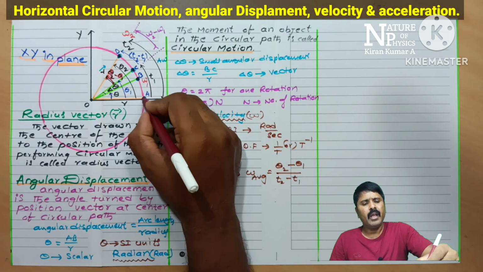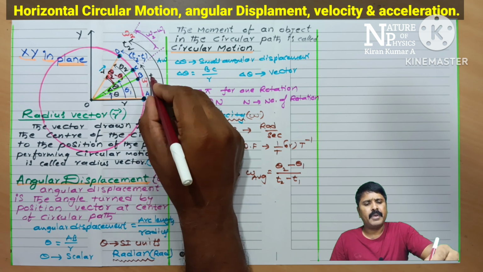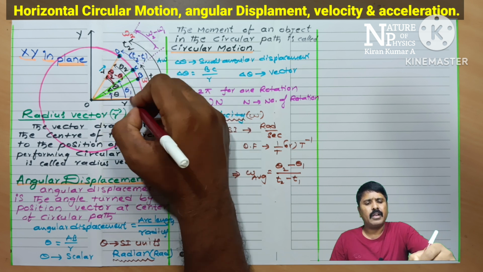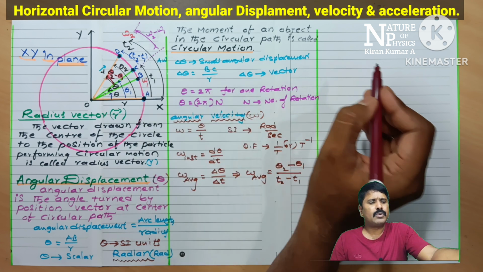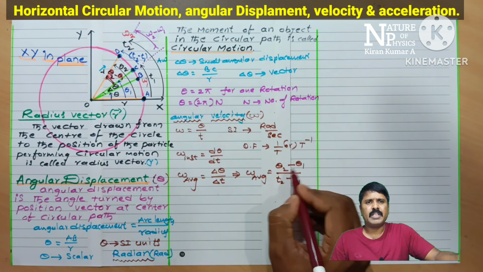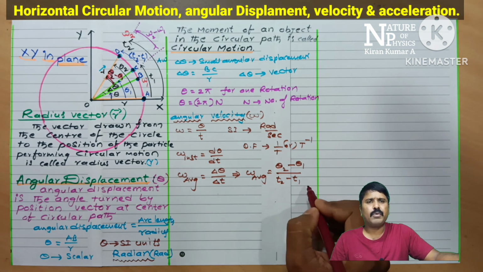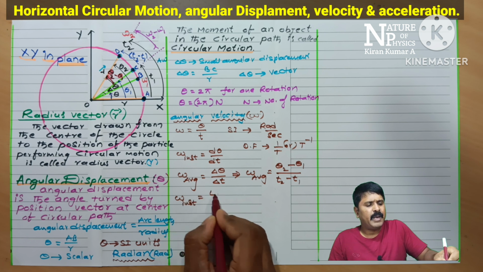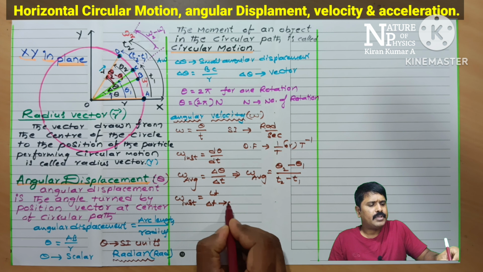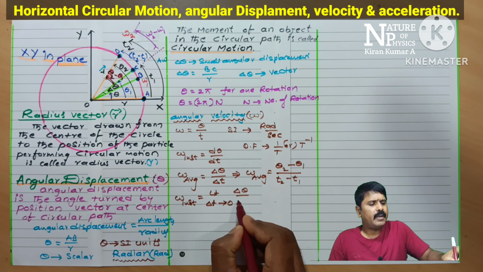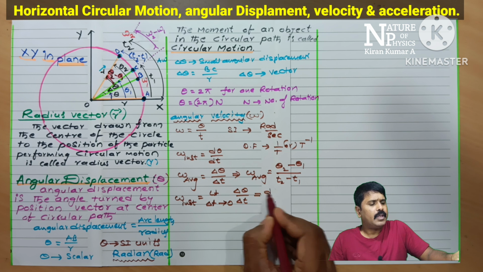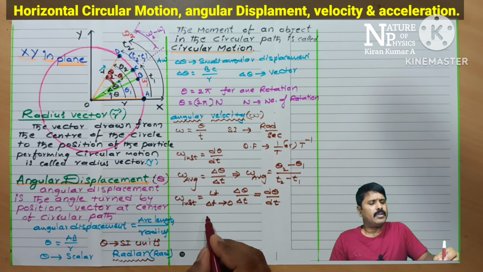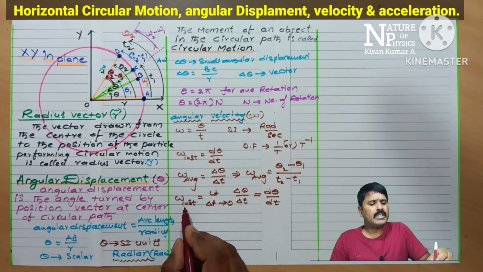See, student, A to C is taken as theta 1 and time taken t1, student. And A to D position, time taken is t2, and the angular displacement is theta 2, student. So final angular displacement minus initial angular displacement, divided by t2 minus t1, student. Also, omega instant is written like this: limit delta t tends to 0, delta theta divided by delta t, which gives d theta divided by dt, student. With respect to limits, the average value converts into the instantaneous value, student.